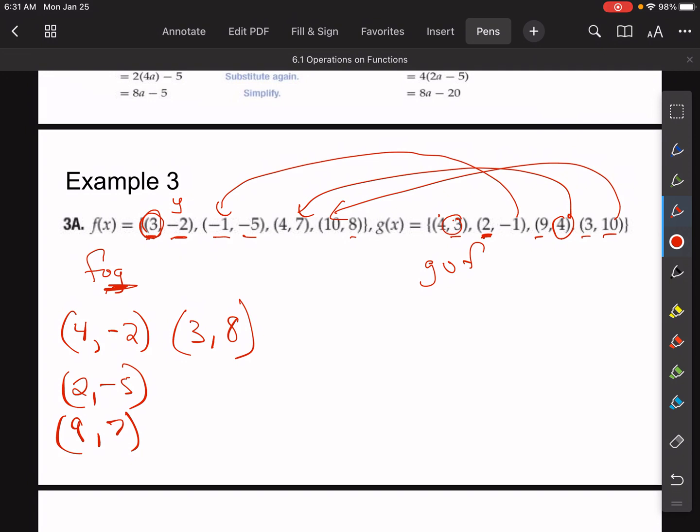Okay, so my domain would be all the x values: 4, 2, 9, and 3, and my range would be all the y's: -2, -5, 7, and 8. Okay, so make sure you just identify your domain and range when you're doing that.